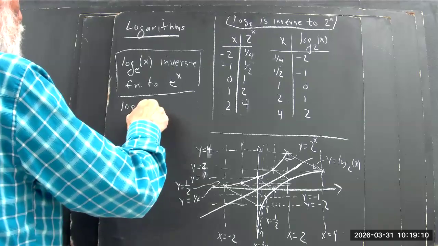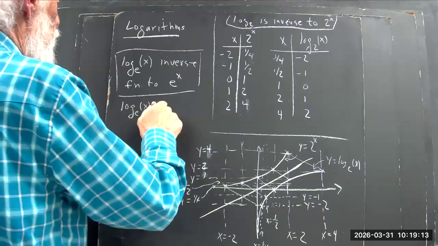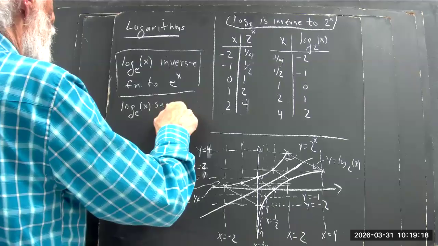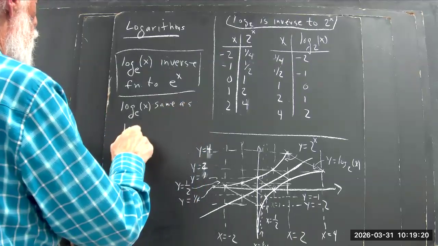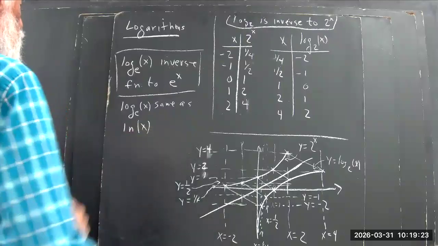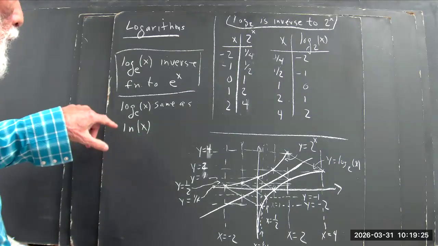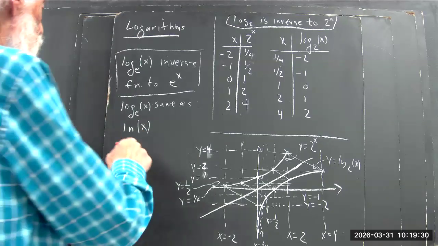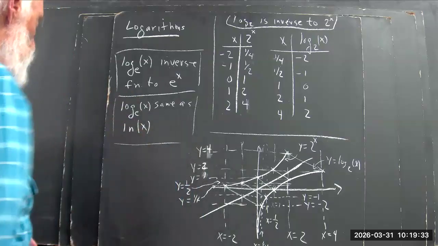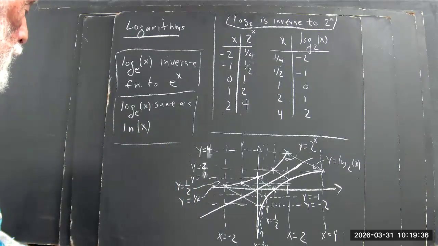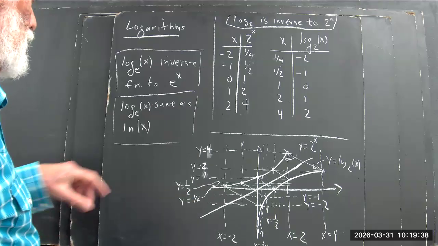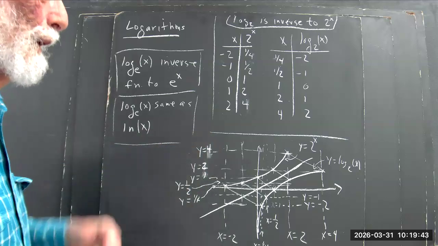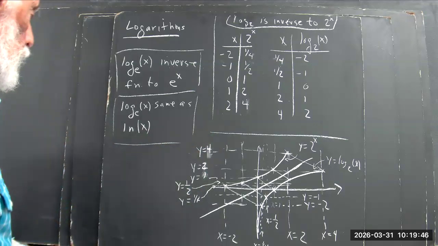Log base e of x is what we call the natural log of x. So instead of writing log base e of x, we write ln, for log natural, of x. Okay? Now, in some computers or calculators or devices, the natural log is so natural that you call it the log of x.